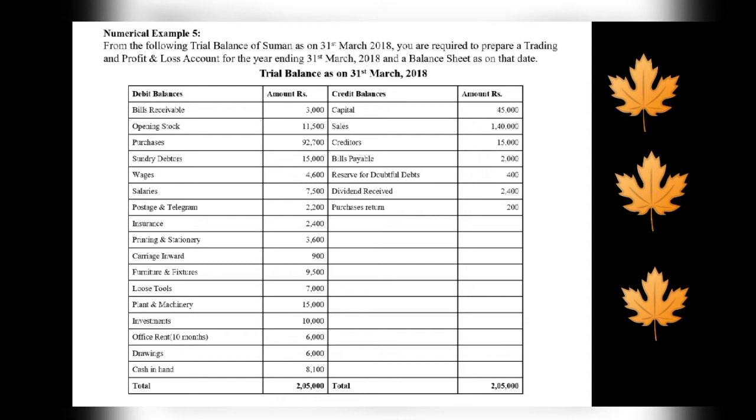Dividend received is an indirect income, so it will be shown on the credit side of profit and loss account. Purchases returns will be deducted from the purchases on the debit side of trading account.